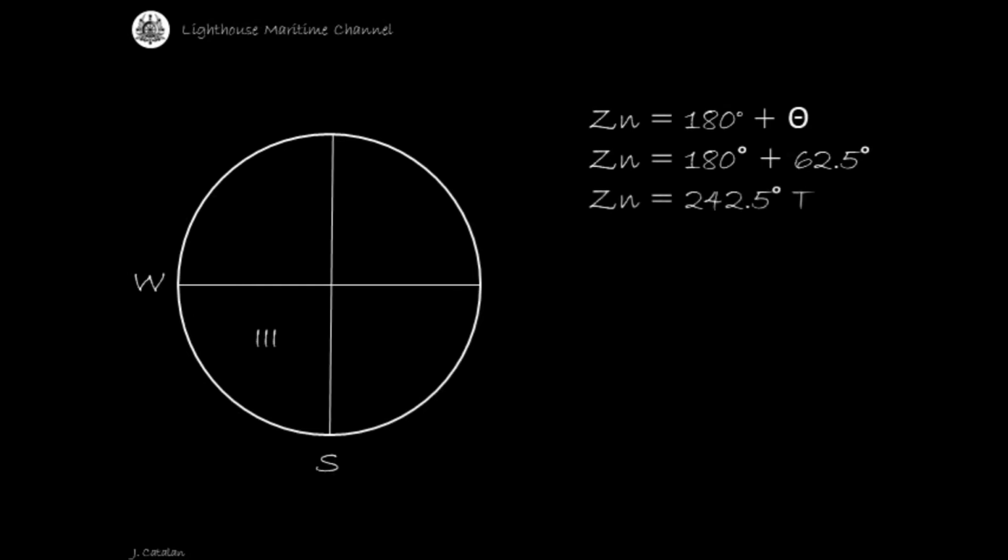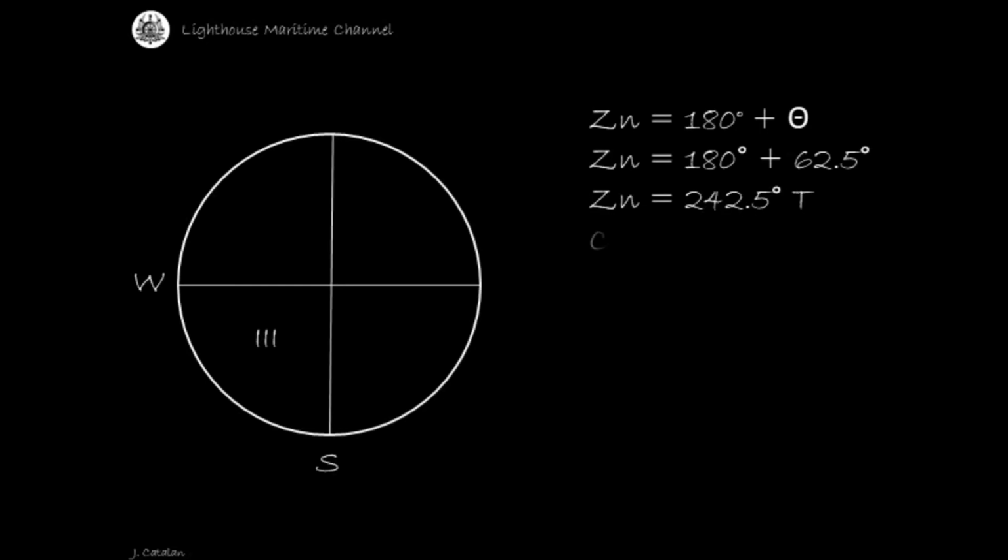The azimuth is now expressed in quadrantal form of reading the compass, which is south 62.5 degrees west. It belongs in the third quadrant. The formula in expressing it into the new form of reading the compass is that azimuth is equal to 180 degrees added by the angle. Azimuth is equal to 180 degrees added by 62.5 degrees. The result is azimuth, which is equal to 242.5 degrees true.